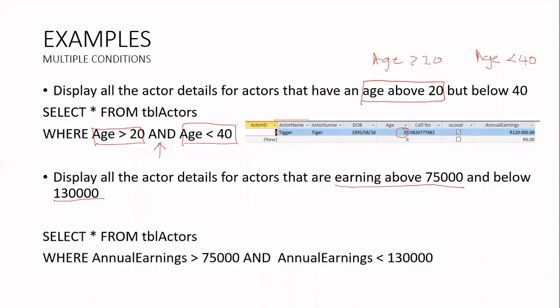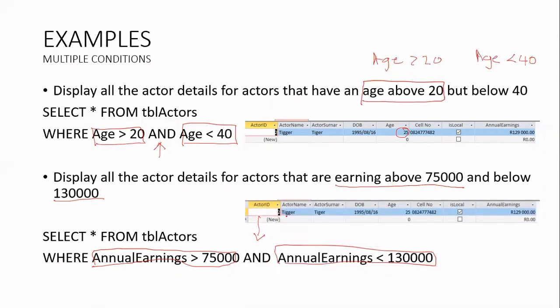In the next example, we are looking for earnings above 75,000 and below 130,000. So very similar to the previous one, but this is based on annual earnings. So I've got the annual earnings greater than 75,000, it says above. And then annual earnings below would be less than 130,000. And we want both conditions to be satisfied. So we connect it using an and. And again, returning this, interestingly enough, it's also Tigger, who happens to have earnings of 129,000.